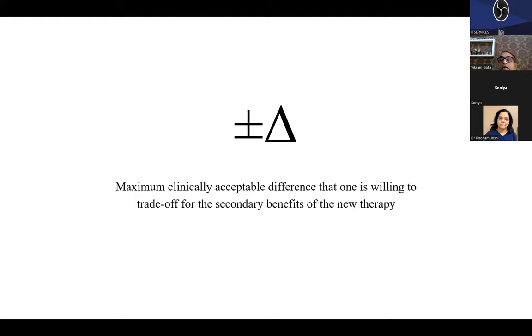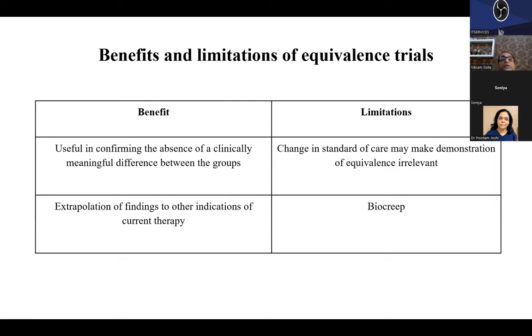Okay. So therefore, the only thing is, in equivalence trials, you have both a positive margin on the right-hand side and a margin on the left-hand side. So a margin for better and a margin for worse. And then you're going to show that the difference is actually within that margin. I'll explain in the next few slides. So the maximum clinically acceptable difference is what one is willing to trade off for the secondary benefit of the new treatment. Okay. So what are the benefits of an equivalence trial?